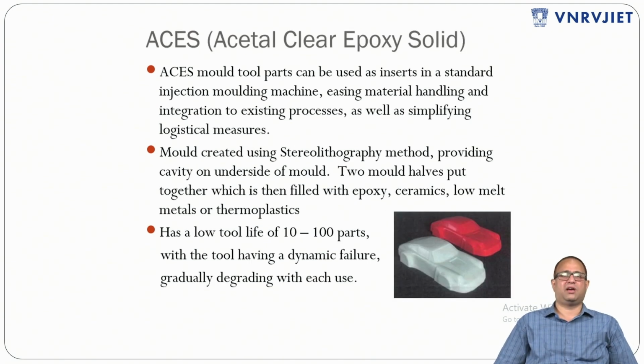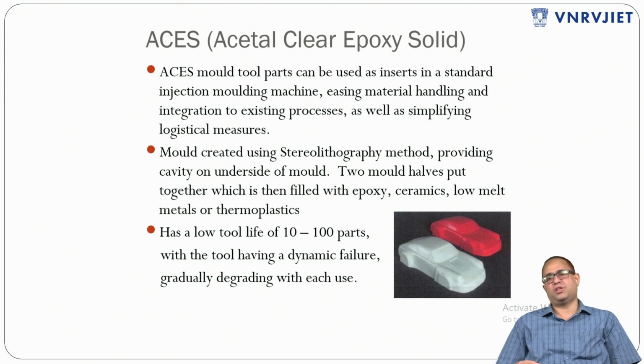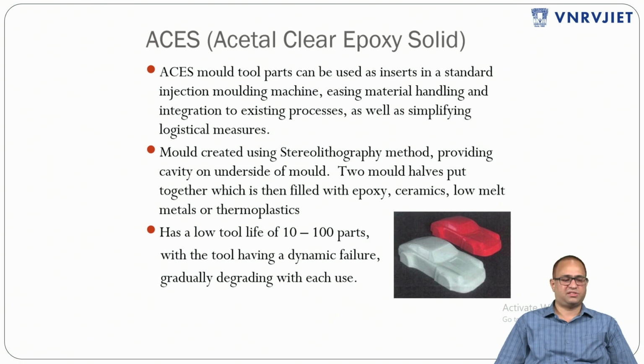Next, ACS, acetyl clear epoxy solid. This mold can be used as inserts in the standard injection molding machine. It is widely used in injection molding, and the mold is created using the SLA method. A suitable cavity is made on the underside of the mold, two mold halves are put together, and then it is filled with epoxy solution, epoxy or ceramics or low melt materials or thermoplastics. It has a tool life of a maximum of 10 to 100 parts, gradually degrading with use. If it exceeds 100 parts, the mold life decreases.